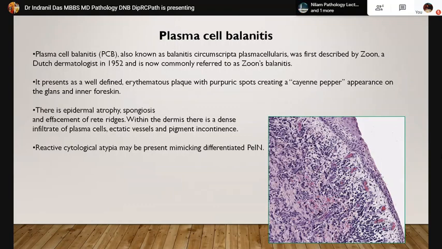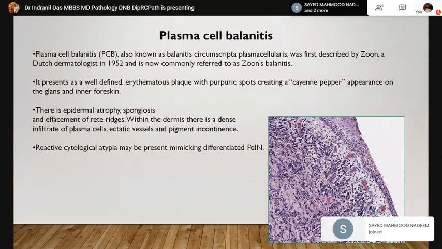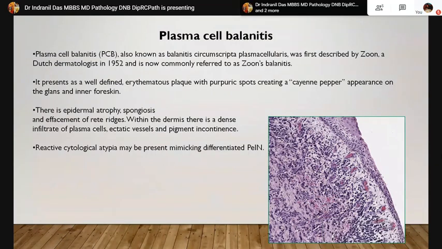There is epidermal atrophy, spongiosis, that means intra-epidermal edema, and effacement of rete ridges. Within the dermis, there is a dense infiltrate of plasma cells, along with ectatic, that means dilated, blood vessels, and pigment incontinence. Reactive cytological atypia may be present, mimicking differentiated penile intraepithelial neoplasia.